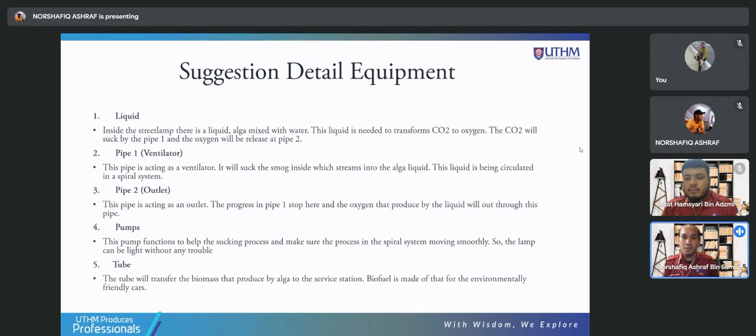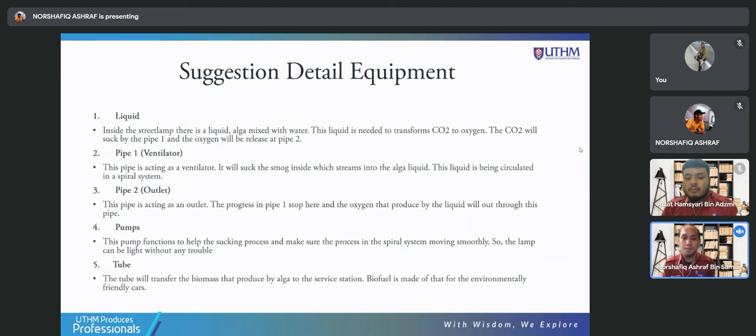Equipment number 2 is pipe 1, which acts as a ventilator. It will suck the smoke inside, which streams into the algal liquid. This liquid is circulated in a spiral system. Equipment number 3 is pipe 2, which is the outlet. The process from pipe 1 stops here, and the oxygen produced by the liquid will go out through this pipe.